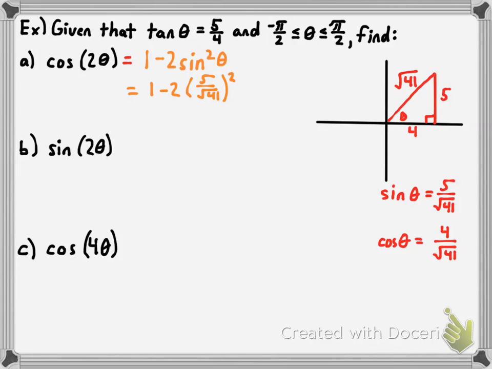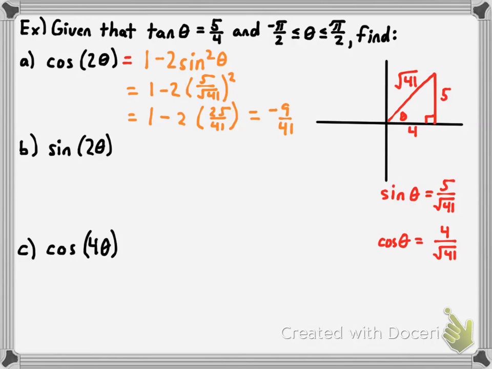So let's do that math. Let's go ahead and do the squaring first. We'll have 25 over 41, and then a little mental math here. Hopefully we can handle that. This multiplication problem is going to give us 50 over 41, and we can think of this as 41 over 41. 41 over 41 minus 50 over 41 gives you negative 9 over 41.